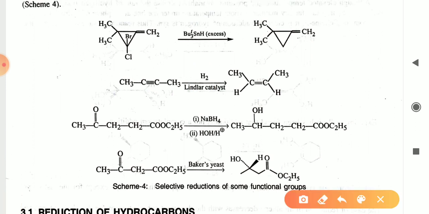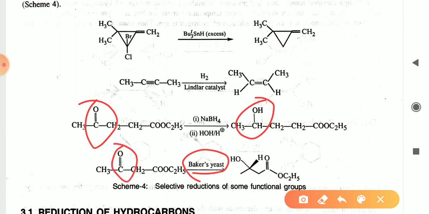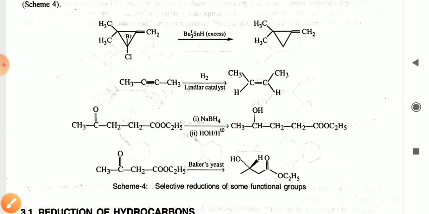In the next reaction, the carbonyl group is reduced to OH in the presence of baker's yeast. In the presence of baker's yeast, the carbonyl compound will be reduced to an OH group. So these are the general characteristics of the reduction process. Thank you very much.